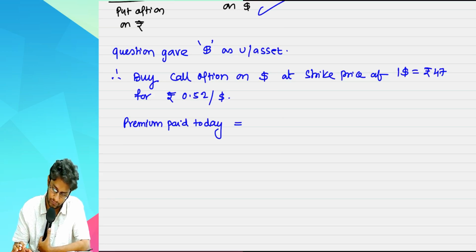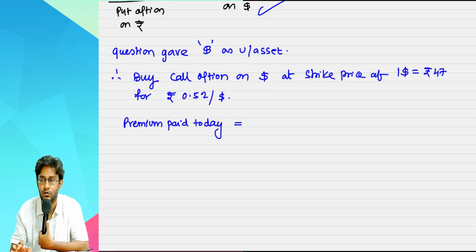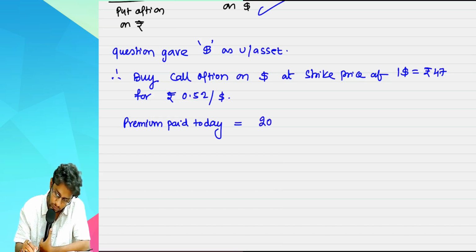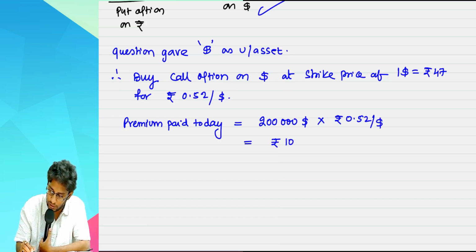How many dollars we have to pay, sir? $2 lakh. So hedging also should be done for $2 lakh of call option you have to take. So $2 lakh into rupees 0.52 per dollar, 1 lakh. Definitely this is an outflow. There is no doubt on that.